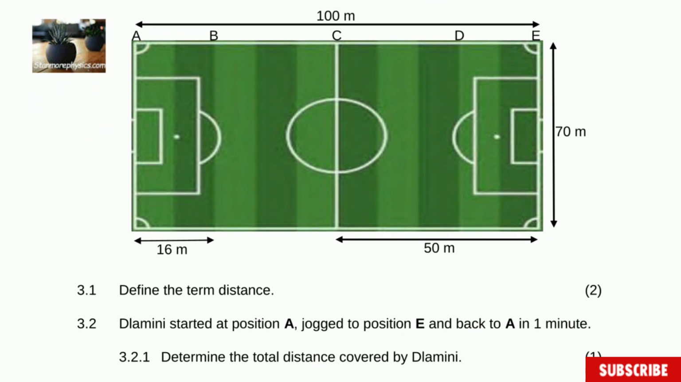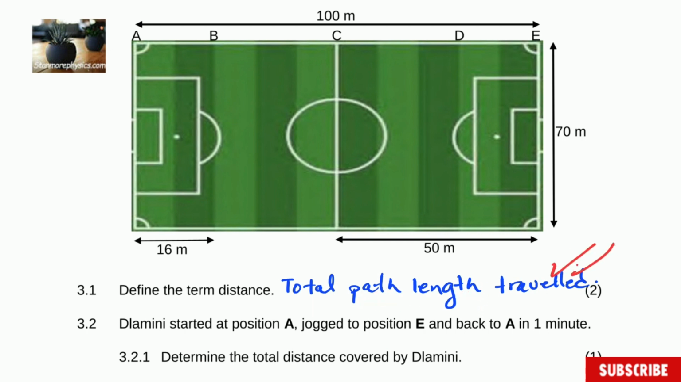Define the term distance. And this is an easy definition. Distance is the total path length traveled. That is what we have for distance, and it is 2 easy marks.